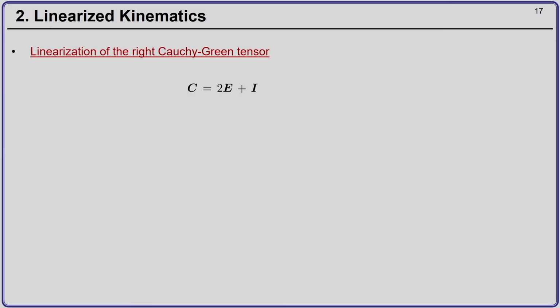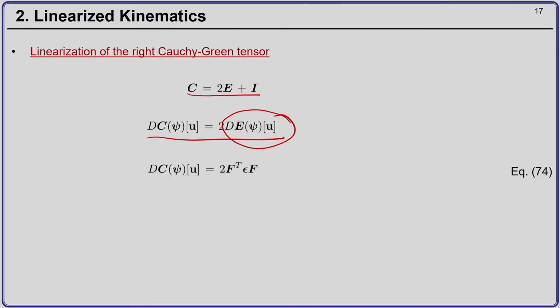So, moving to our next linearization, which is the linearization of the right Cauchy Green tensor. Now, C is nothing but 2E plus I. So, the directional derivative of C will be twice the directional derivative of E. Now, we have already computed the directional derivative of E, which is F transpose epsilon F. So, I can substitute that here, and I can write the directional derivative of the right Cauchy Green tensor at psi evaluated in the direction u is nothing but 2 times F transpose epsilon F.